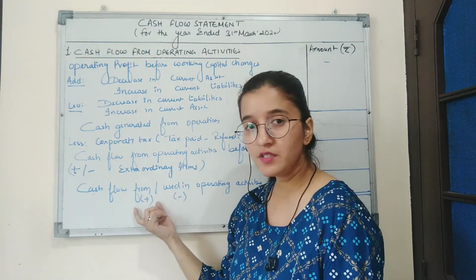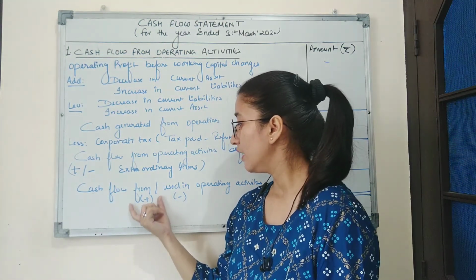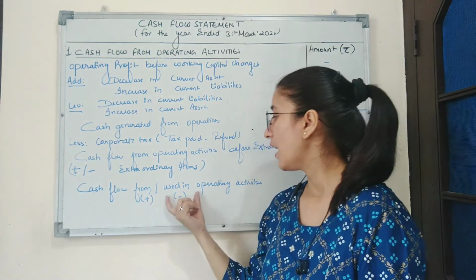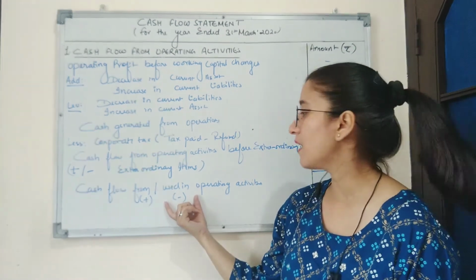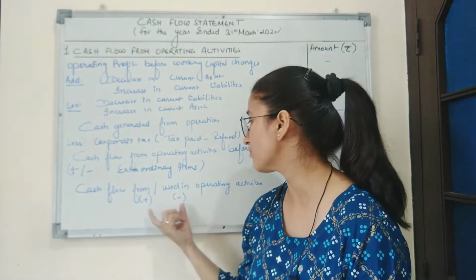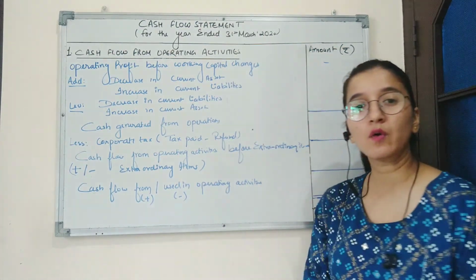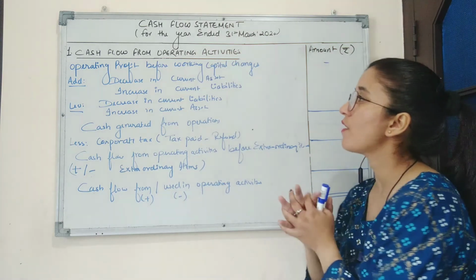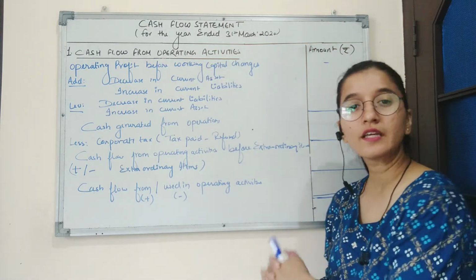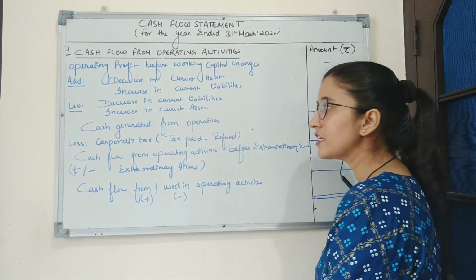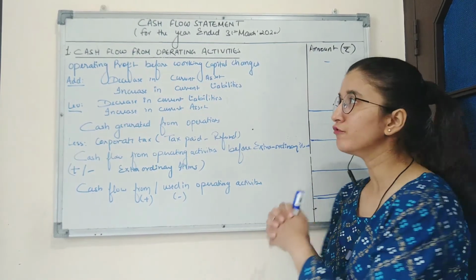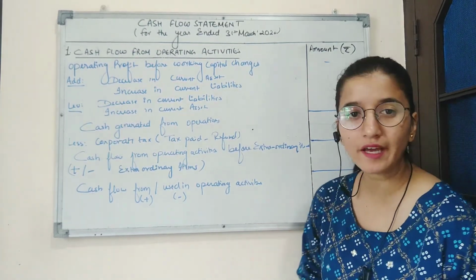Cash flow from is used when there is an increase in cash balance, and when there is a decrease in cash balance, we will use cash flow used in operating activities. So this is how the cash flow statement from operating activities is calculated. So in this session, we have learned the format of cash flow from operating activities.